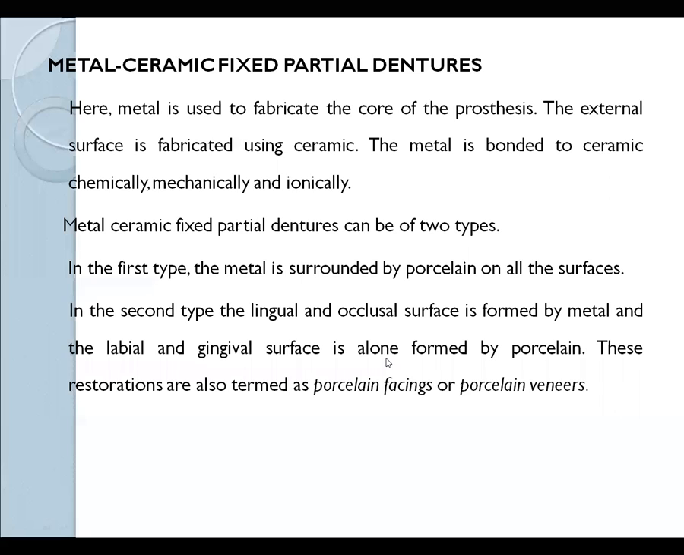Here only the labial or buccal surface and the gingival surface are covered with ceramic. The remaining, that is the lingual and occlusal surfaces, are formed by only metal. So these are the porcelain facings or ceramic facings bridges. In the first type, all the metal is covered by porcelain on all surfaces.